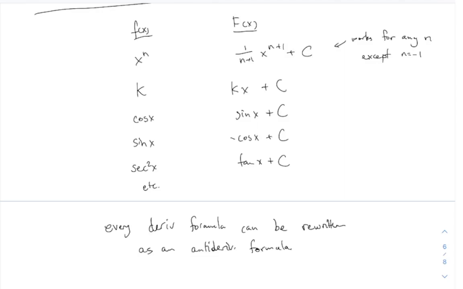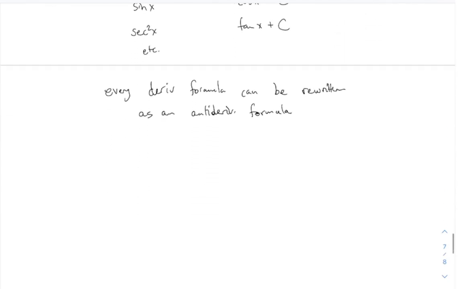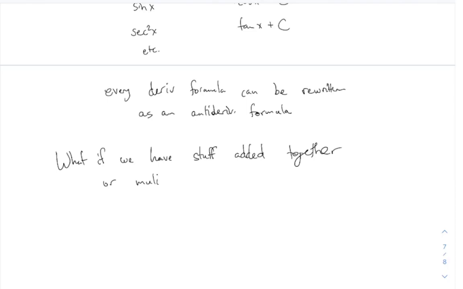These are still very simple types of functions. A single power of x, or a single constant, or a sine or a cosine, right? Really, we would like to be able to find the antiderivative of any function you can think of, any kind of combination of these things added together or multiplied or whatever. So that's what I want to talk about here. What if we have stuff added together or multiplied by a constant? Multiplied by constants.